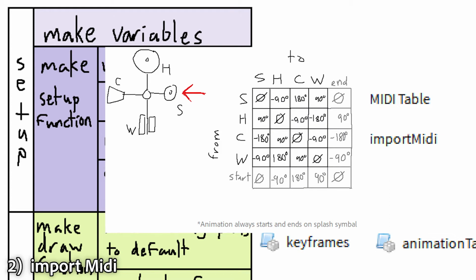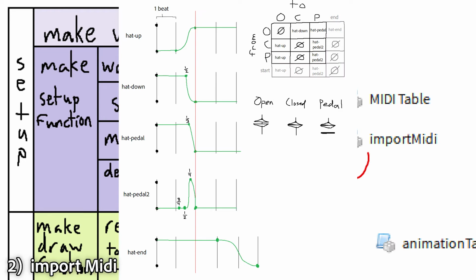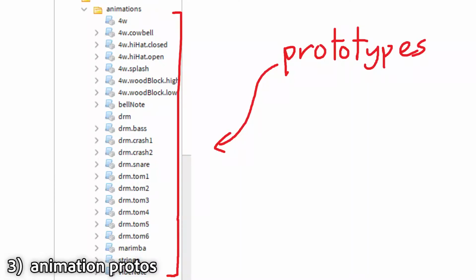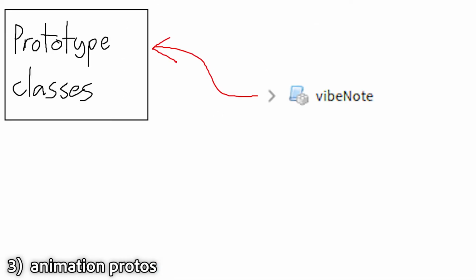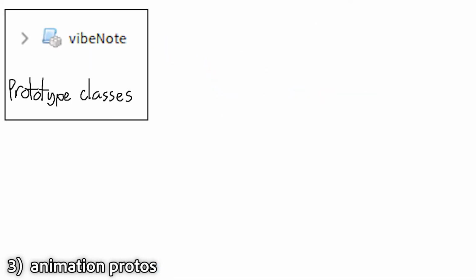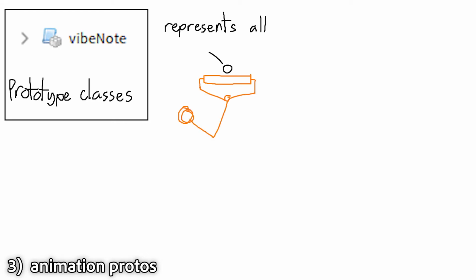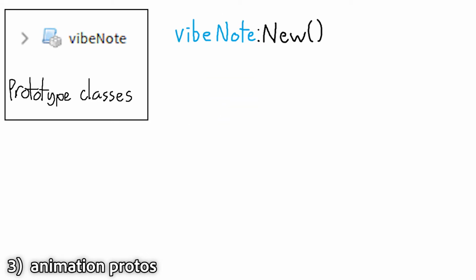That being the lookup matrices and then looking between the notes, that kind of stuff. Third, we keep track of all the prototype animation classes in the animations folder. And we call them prototypes because these will be the classes that we make copies of for every note we want. For example, the vibe note script gets stored as a prototype class. And then every time we want to make a vibe note object to represent one note in the song, specifically for the vibraphone, we copy the prototype by calling the new function.